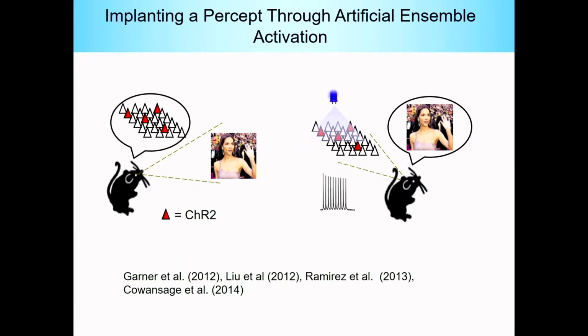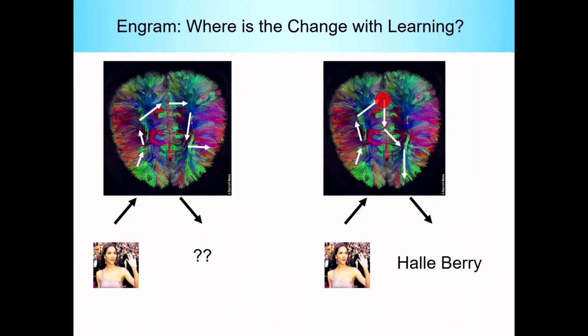So that tells us something about the structure of external representations. I like to call this a representation; Susumu likes to call it an engram. I view it as the way the neurons are representing the external world in their firing pattern. But that's not the question I wanted to talk about today, because it doesn't tell us what we've really been interested in for a long time in memory research, which is where do the changes occur? So if we just stick with the Halle Berry idea, I would call the engram where the changes with learning occur that underlie the behavioral change.